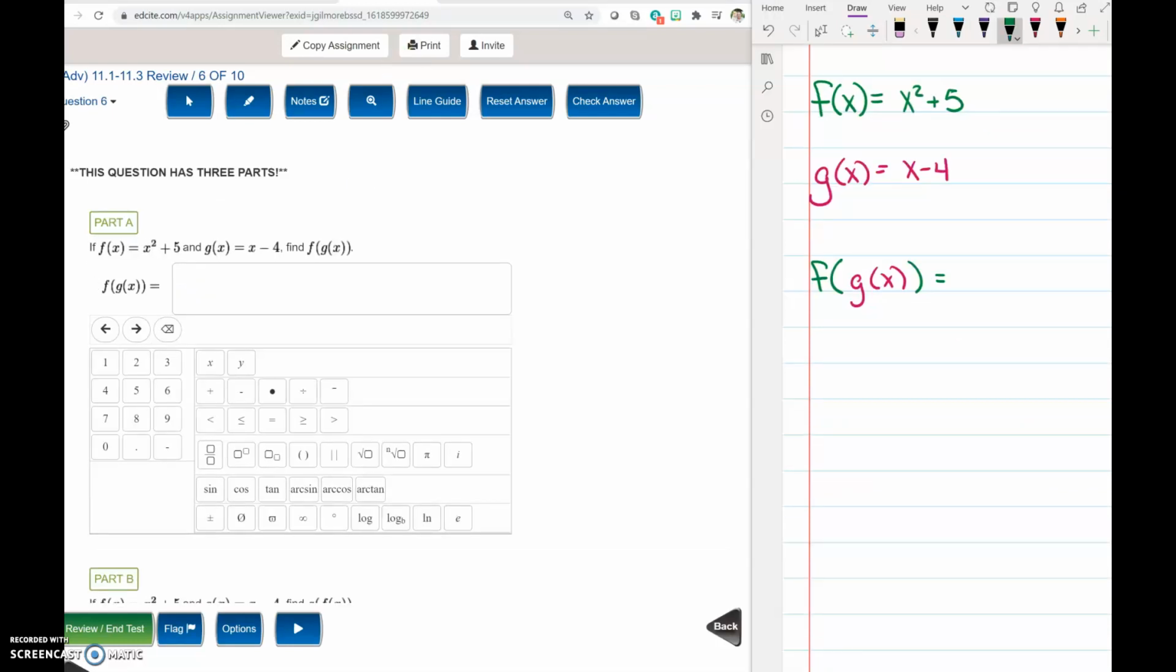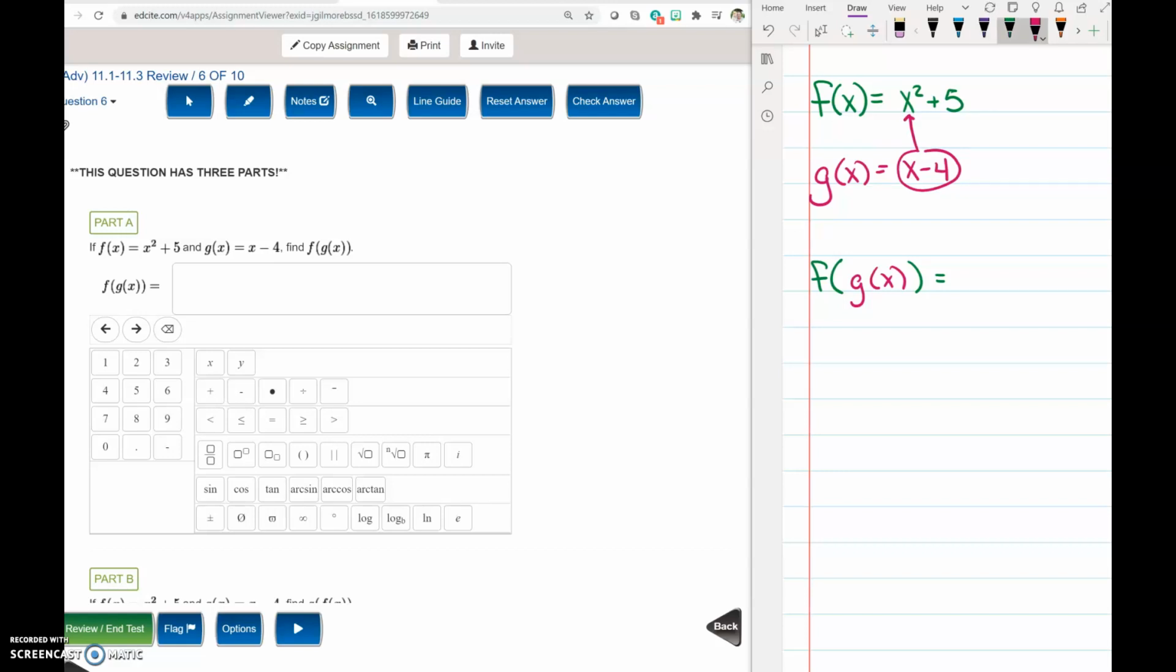This example does have a math entry area. That's because we have some squares that we have to deal with in here. So we're doing f of g of x. The f function is x squared plus 5. We need to take this entire g function and put it in place of the x in the f function.